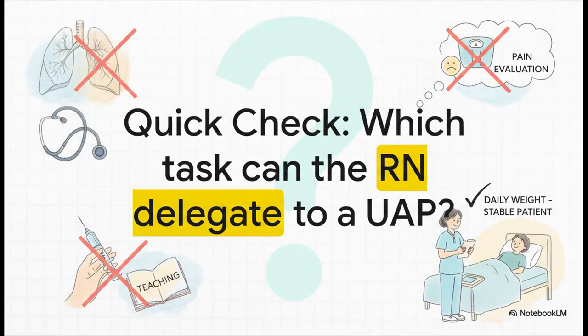All right, time for a quick practice check. Which of these tasks can the RN delegate to a UAP? Let's go through them. A. Assessing lung sounds? Nope, that's assessment. B. Teaching a new diabetic? Nope, that's teaching. D. Evaluating a patient's pain? Nope, that's evaluation. That leaves us with C. Obtain a daily weight on a stable heart failure patient. Is it a routine task? Yes. Is the patient stable? Yes. That is a perfect task to delegate.